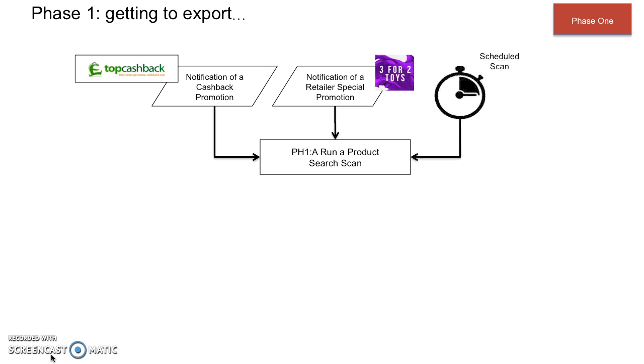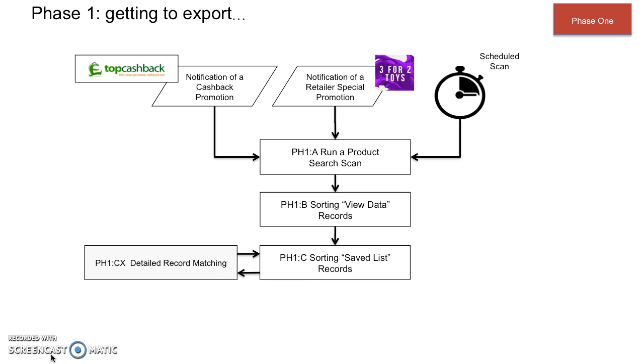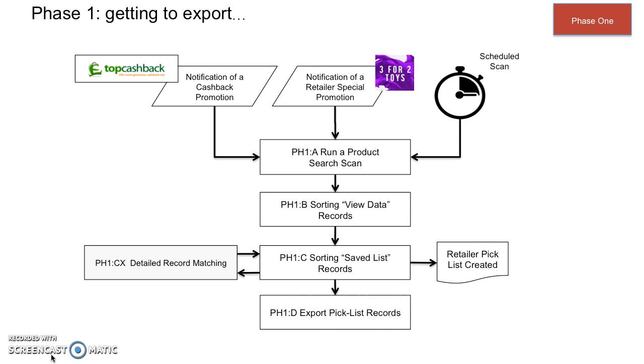Or we've got a scheduled scan because we get everything scanned at least once every 2 weeks, probably once every 10 days. So there's various reasons why we run a scan, but we do run a scan. We get records returned by that, potential deals. We then go through, we save what we like, and we get a saved list. We go through the detailed record matching process, make sure that we don't go buying stuff by mistake. And then the output of that is our retailer pick list. And once we've got that retailer pick list, we want to be exporting those records. And that's what this video is about, just to cover how we do that and what that looks like.